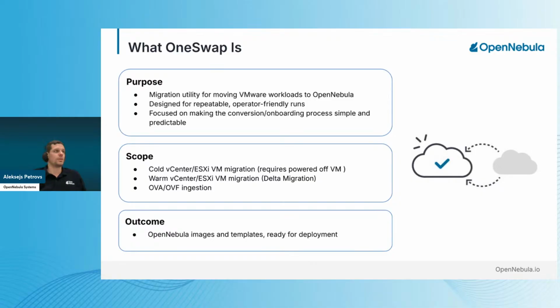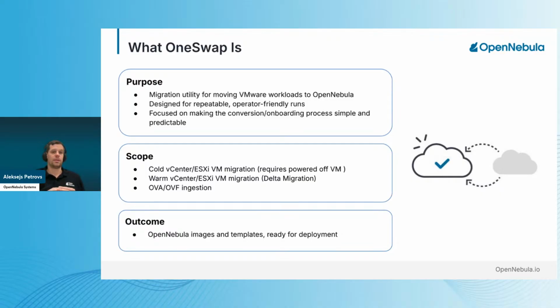So then, OneSwap, what is it? It's one of the collection of tools and services that we have to make the migration from VMware infrastructure to OpenNebula happen. So the purpose is dead easy: to migrate virtual machine workloads from VMware to OpenNebula.